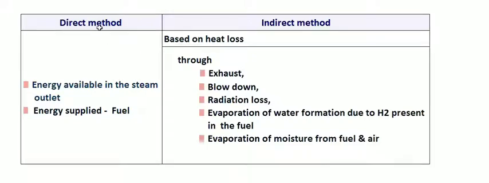The direct method is only about how much energy we are taking out and how much energy we are feeding in. By that we can easily calculate the efficiency of the boiler. That is, the enthalpy and mass flow rate of the steam will be the output, divided by the input, which is the mass flow rate of the fuel and the calorific value of the fuel, multiplied by 100. It will give the efficiency of the boiler. It is the direct method.